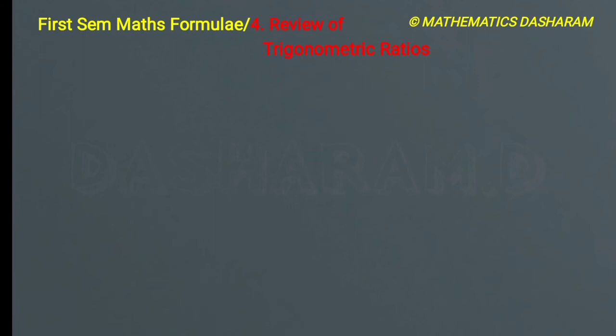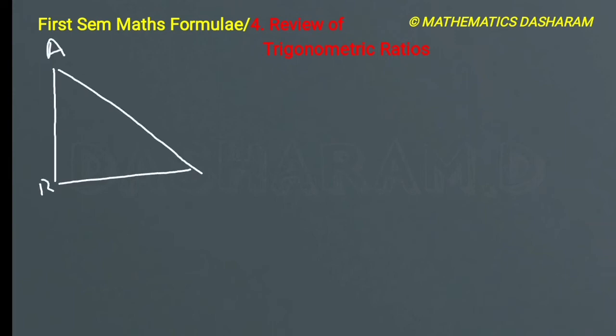Next, fourth chapter, review of trigonometric ratios. Let's take a right angle triangle. In this, angle B equals 90 degrees and angle C is theta. So the side opposite theta is AB, the side adjacent to theta is BC, and the side opposite 90 degrees is called the hypotenuse.